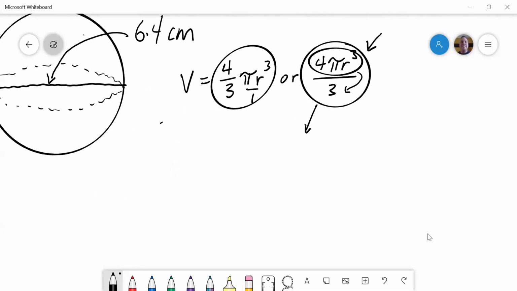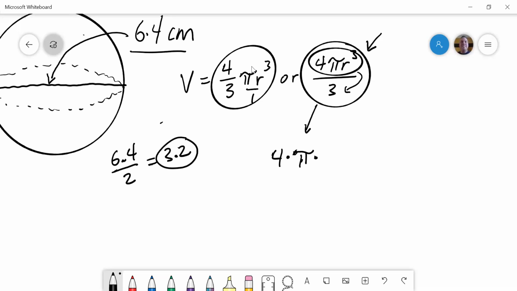So let's do it. 4 times pi times the radius cubed. They gave us a diameter of 6.4, so we don't want to plug in 6.4 for the radius because it's not the radius. But we know that the radius is simply the diameter divided by 2. So 6.4 divided by 2 is 3.2. That's our radius. So times 3.2. Now remember, this is cubed, not squared, and then all divided by 3.